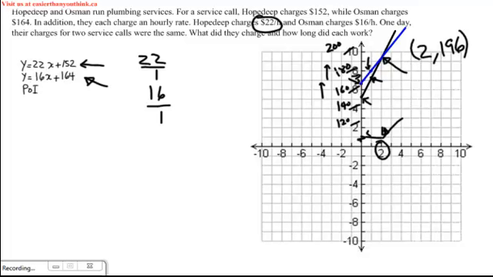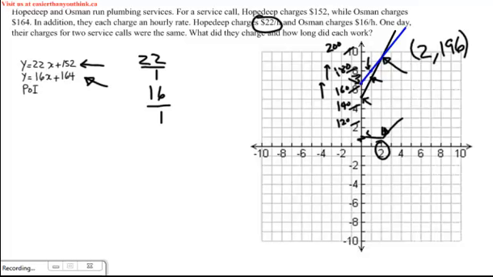Now let's see what exactly these two numbers tell us. The first thing is that it says that after 2 hours of work, both of them, Osman and Hope, will charge the same amount. And also the total charge is $196 for each one of them.